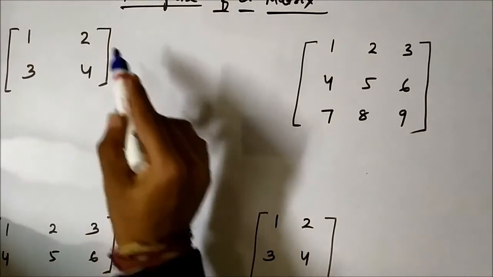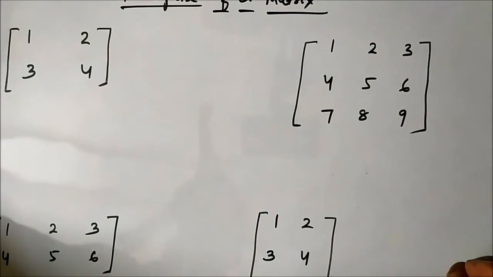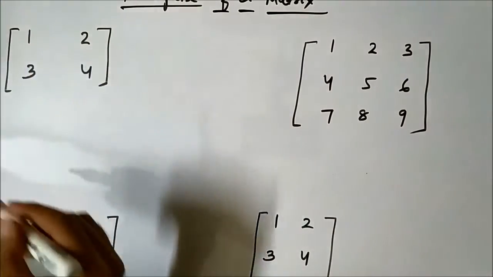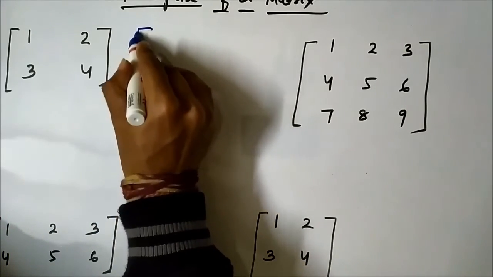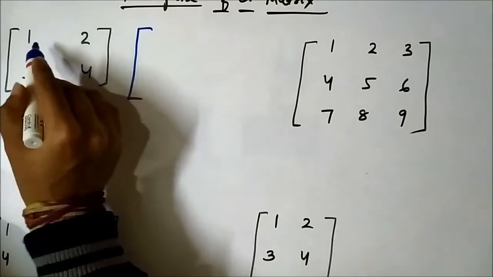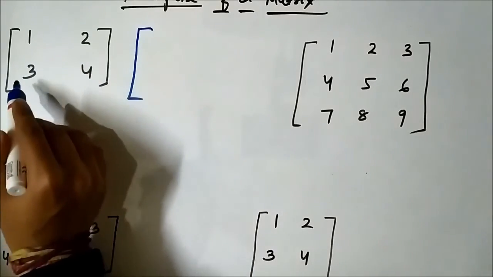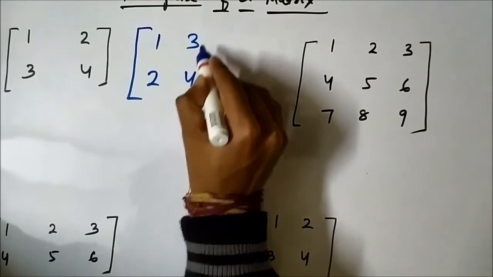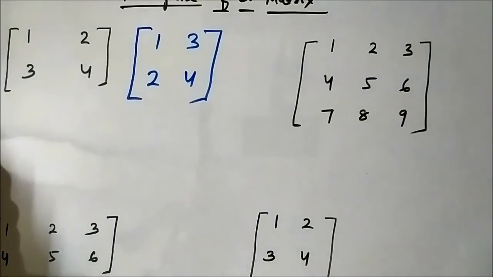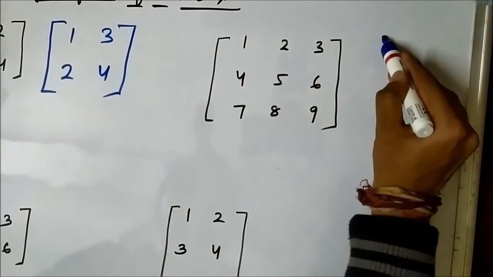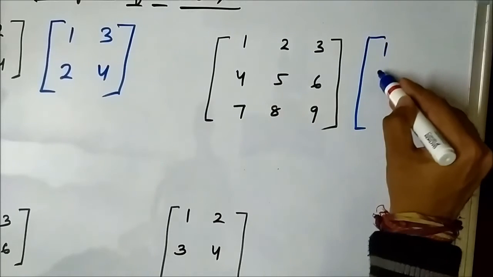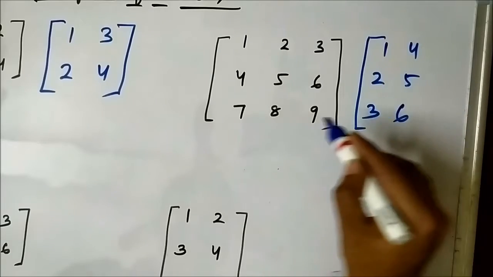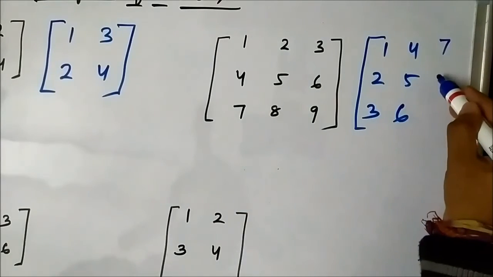Now suppose we have these matrices here and we have to determine their transpose. So this is a 2 cross 2 matrix with elements 1, 2, 3, 4. If we want to determine the transpose matrix, we'll replace the row with the column, the first row with the first column, the second row with the second column. So it will become 1, 3, 2, 4. This is the transpose of this matrix. Similarly here, we'll replace the rows with the columns. So this first row will become the first column, 1, 2, 3. The second row will become the second column, 4, 5, 6, and the third row will become the third column.